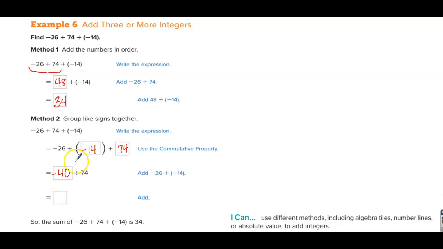Okay. And then now we just have to go, okay, that's negative, that's positive, so we subtract. 74 minus 40 is 34. And because 74 was the bigger number and it was positive, the answer is 34.